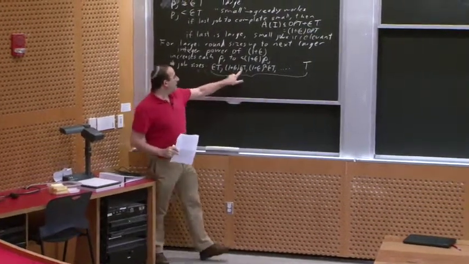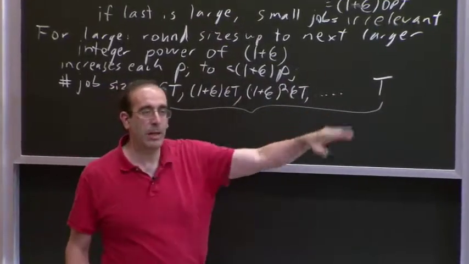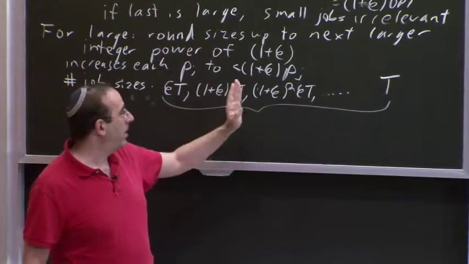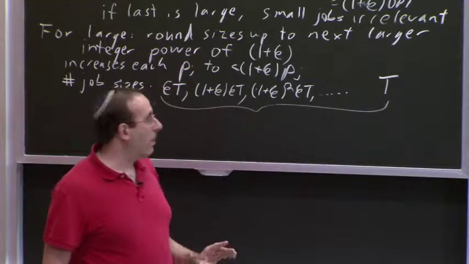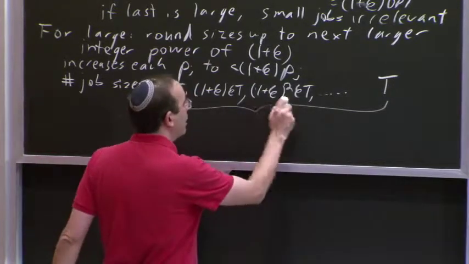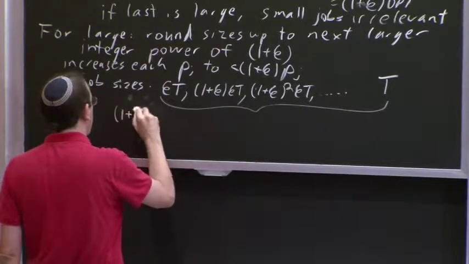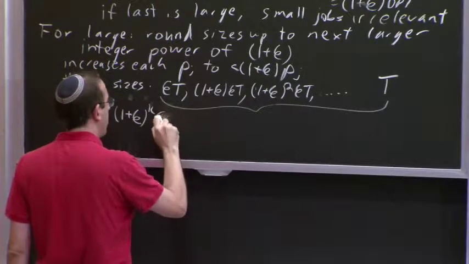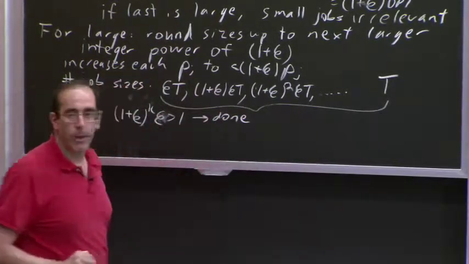Now you notice t is in every one of these, right? I can ignore t. I can just ask, what am I multiplying t by? So I'm multiplying t by epsilon, by 1 plus epsilon times epsilon, by 1 plus epsilon squared times epsilon. When do I stop? Well, I stop when this quantity becomes 1, right? If 1 plus epsilon to the k times epsilon is greater than or equal to 1, that means I'm done, right?